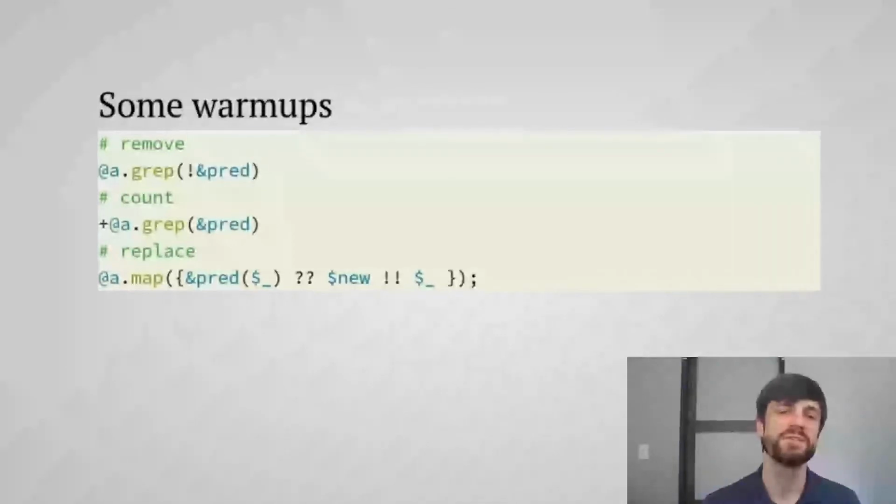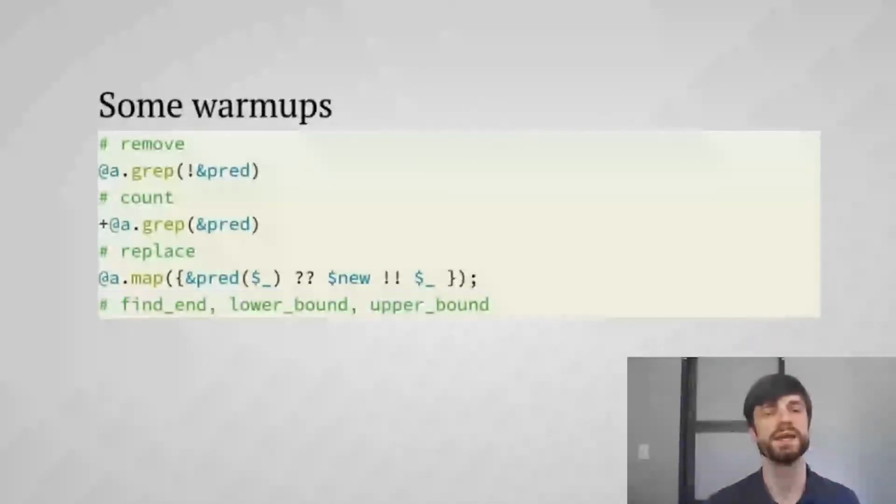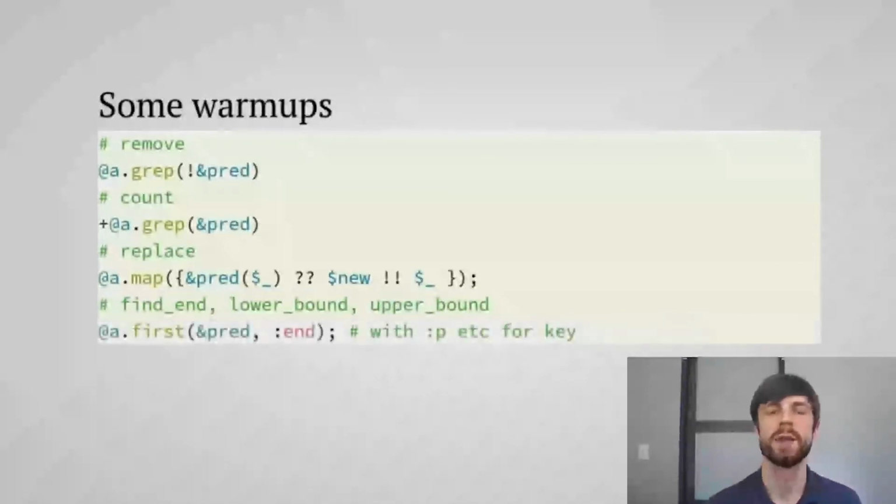And then find end, lower bound, and upper bound can all be implemented with the Raku function first. And depending on whether we want the lower bound or upper bound, we would need to pass the end named parameter, but that'll either find the first or the last element that passes that test.